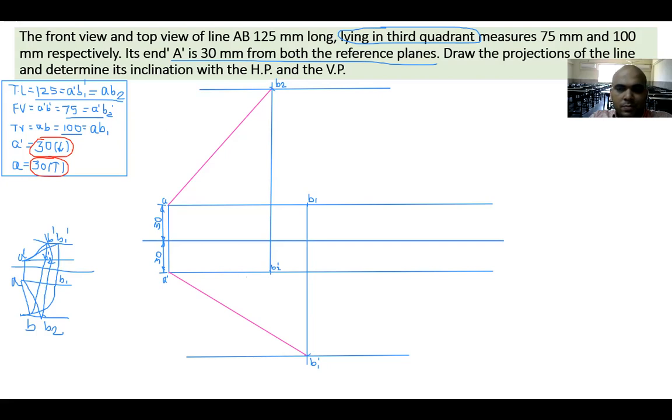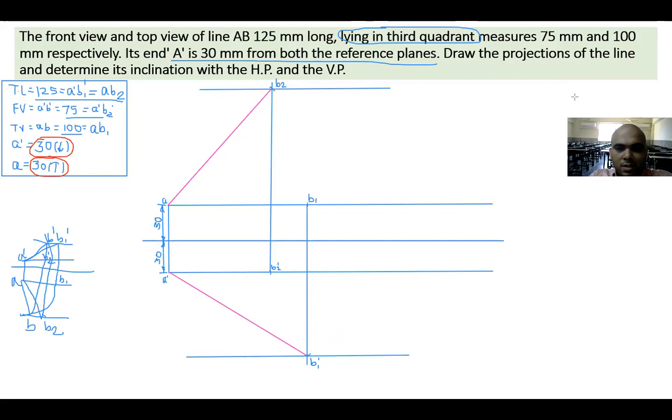There is no measurement for B1 and B1 dash. It is simply made a straight line, and then from A dash we have made an arc. Similarly for this as well.